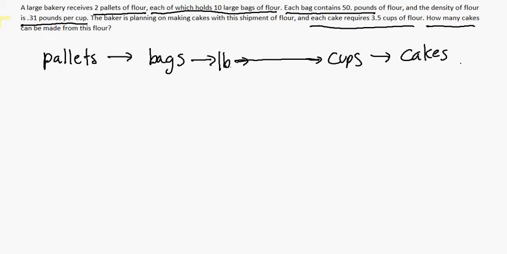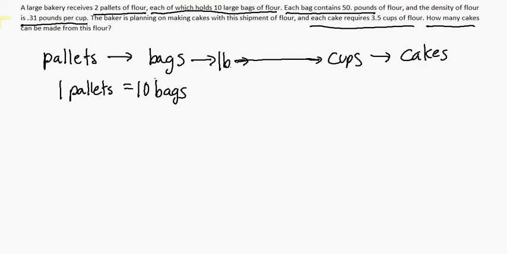So some number of pallets equals some number of bags. We see that each pallet holds 10 bags. So we say that this is one pallet equals 10 bags. This is one of those relationships that's not universally true, but does apply to our specific case, so it's usable even though it wouldn't apply to other situations.